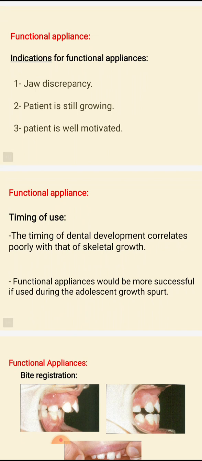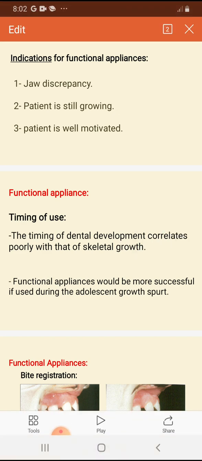Which is the best time to use the functional appliance? Which is the best time to insert or to construct a functional appliance for your patient? The timing depends on the skeletal status of the patient, the skeletal growth, and the timing of the dental development, which means the dental age. Also, the chronological age does not correlate properly with the skeletal growth.